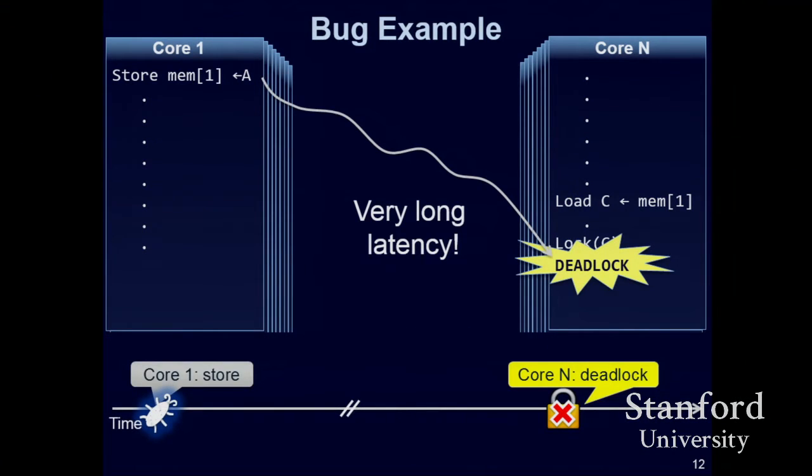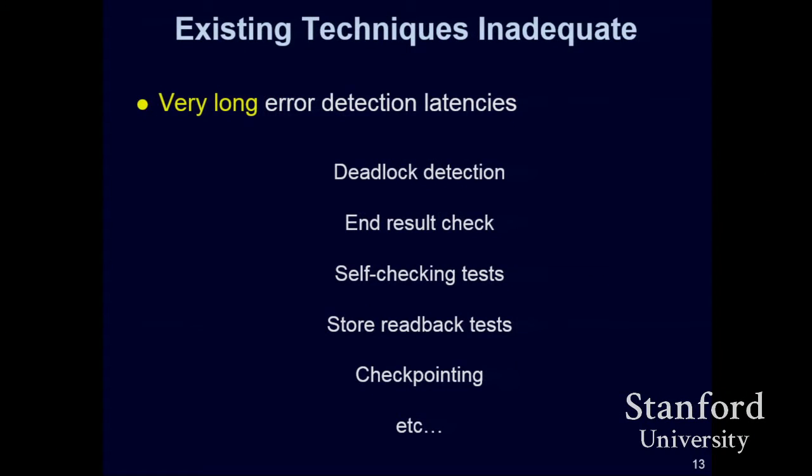The key point here is that the time distance is very long, number one. And even more importantly, when core N deadlocks, the bug actually happened when core 1 was trying to do the operation. So it's almost impossible to go back and tell where in the world this problem was coming from. And this is the simplest situation that you can think about. The real situations are much more difficult than this. The industry uses a whole bunch of techniques. Here's a long list. I don't have to read this. Bottom line is all these techniques that are out there have very long error detection latencies.